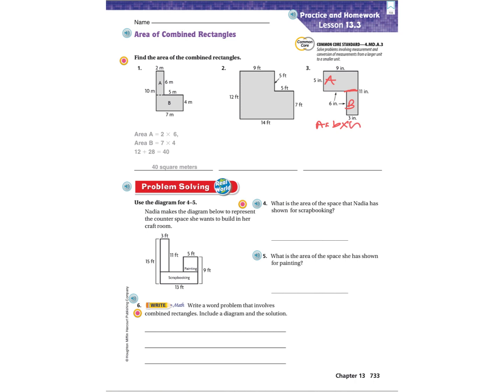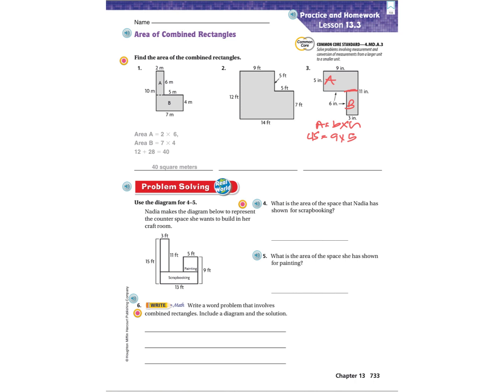What is my base for rectangle A? Is it 9 or 6? 9. It is 9 because that's the whole base. So I'm going to do 9 times, what's my height for rectangle A? Is it 5 or 11? 5. So 9 times 5 equals 45. So that's A.